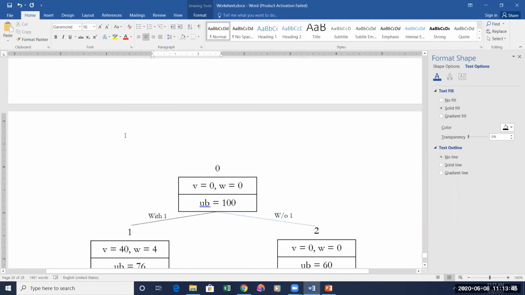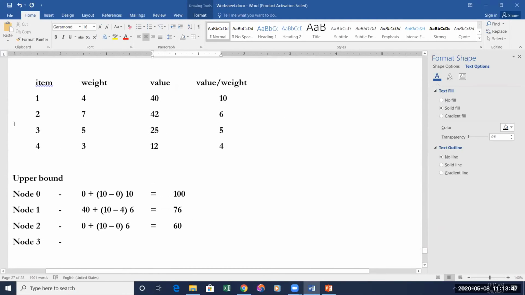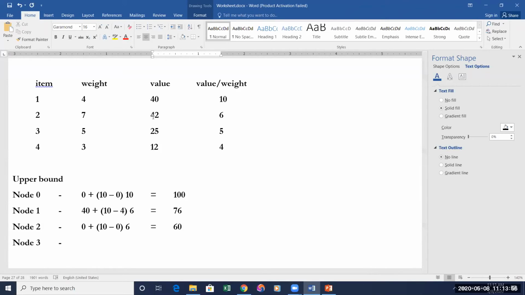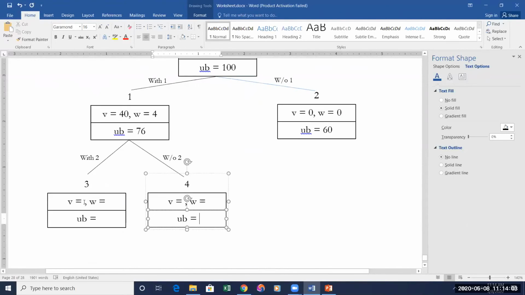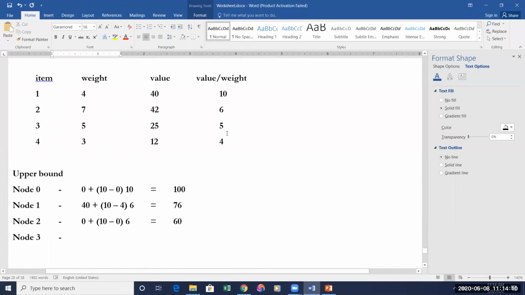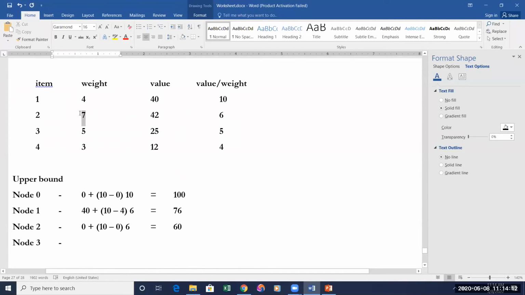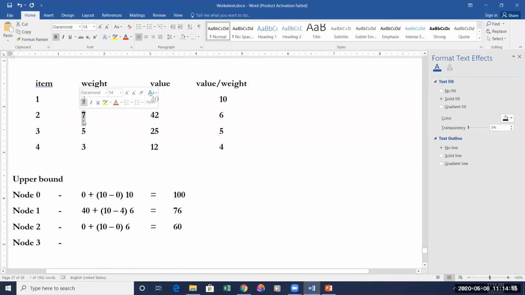If you consider node number 2, item number 2, the value, initially what the value was? The value was 40. Now if you add, it becomes 82. Value becomes 82. What will be the weight? Initially it was 4. 4 plus 7 means what? It becomes 11.